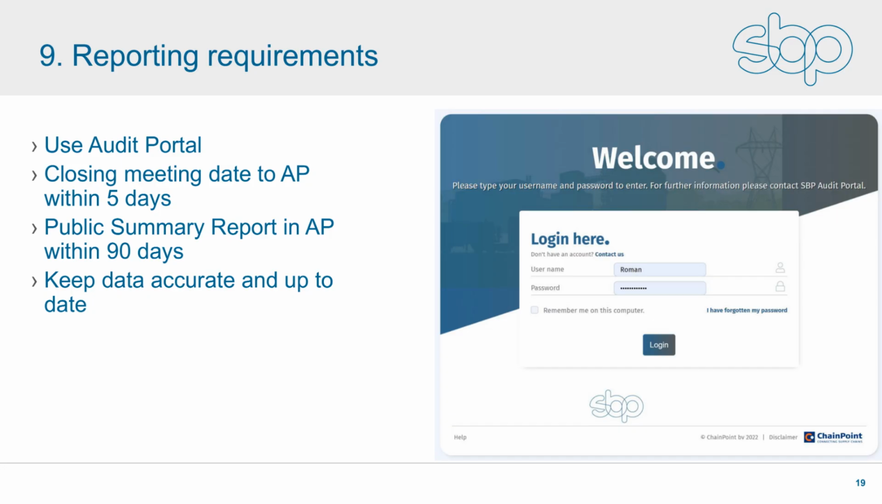Common issues SBP sees include certification bodies completing an audit without registering it in the audit portal, or a waiver being approved without the audit portal record being updated to reflect it. Please stay on top of both. Let's move on to Section 10, where we do have some changes to cover.